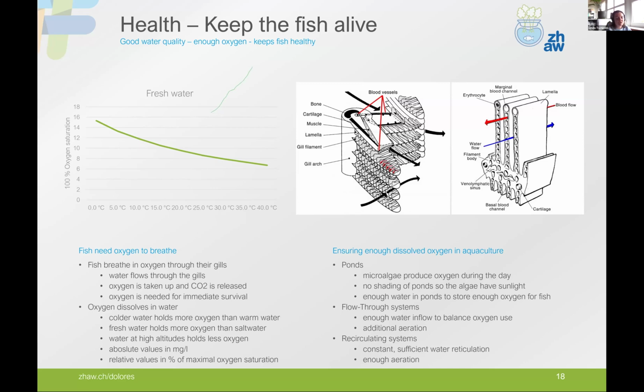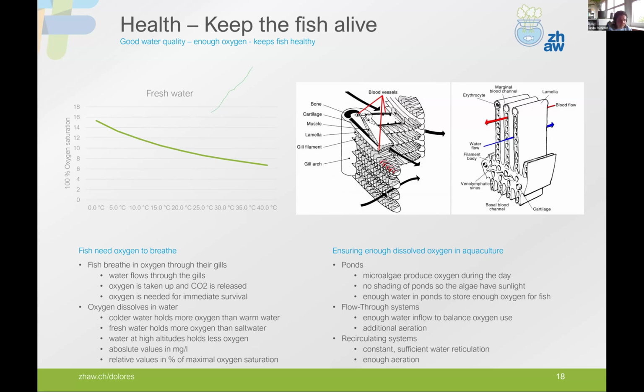The same is true for a recirculating system. Make sure there is a constant flow. If you have a recirculating system, the pump is the heart of the system and always needs to be on in order to keep your fish healthy. And again, you can add aeration if needed.